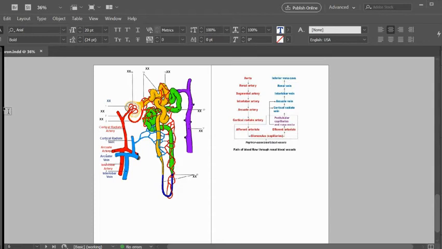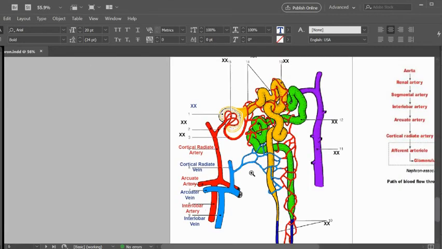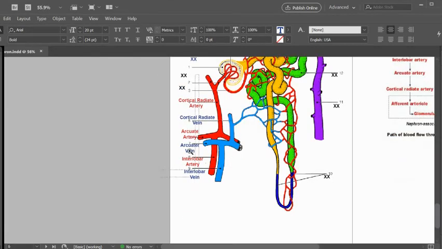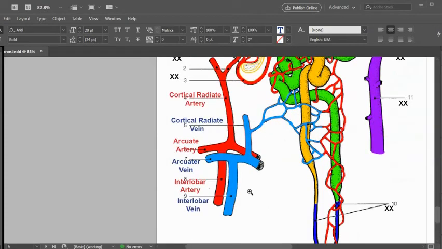Okay, so let me zoom in on those a little bit because we've been out here. We'll take a little bit better look. Okay, so just making sure that we're clear here. 4 is cortical radiate artery. 5 is cortical radiate vein. 6 is arcuate artery. 7 is arcuate vein.